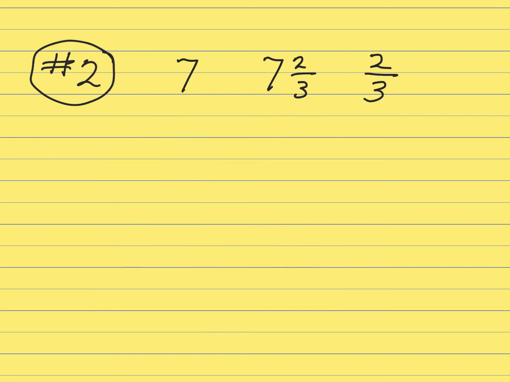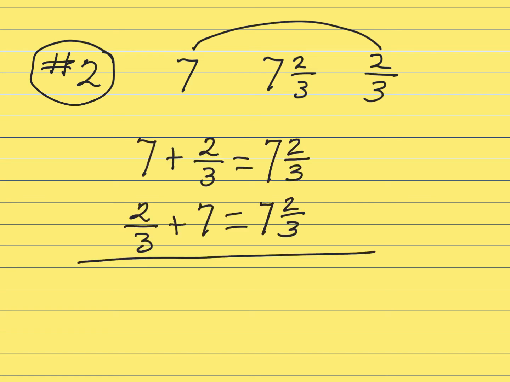Okay, on number 2, our directions say use the following 3 numbers to write 2 subtraction problems and 2 addition number sentences. So I'm going to do that with these 3 numbers, 7, 7 2/3, and then 2/3. I'm thinking, okay, if I add 7 to 2/3, then I will get 7 2/3. So I'm going to do the 2 addition sentences first. I just switched around my addends. 7 plus 2/3 equals 7 2/3. 2/3 plus 7 equals 7 2/3.